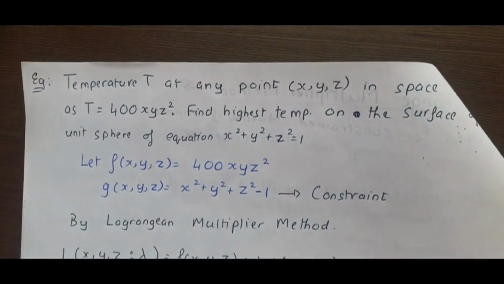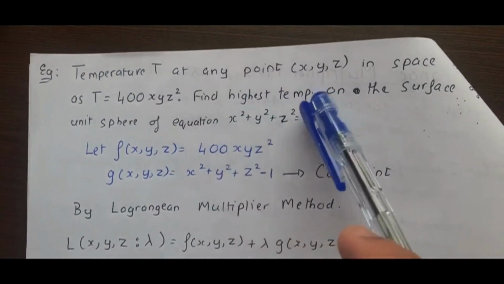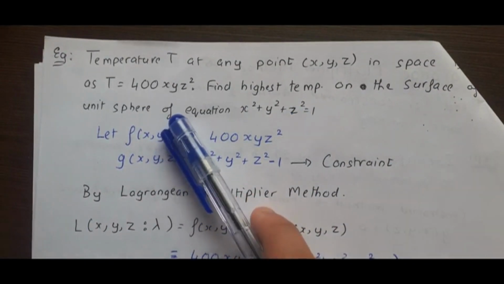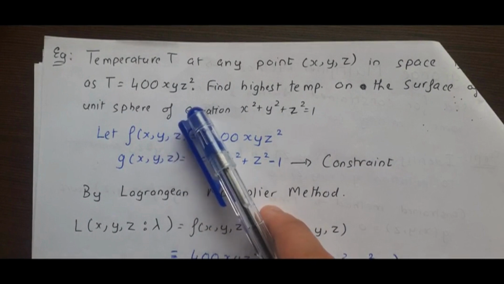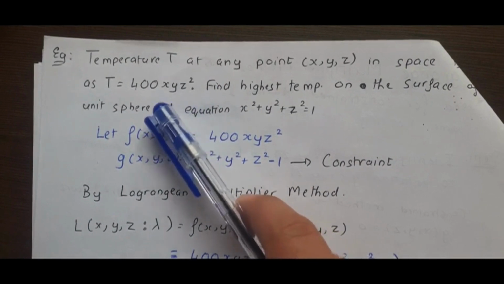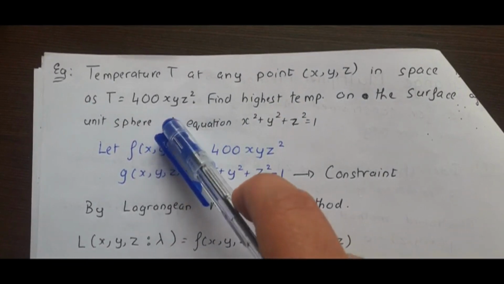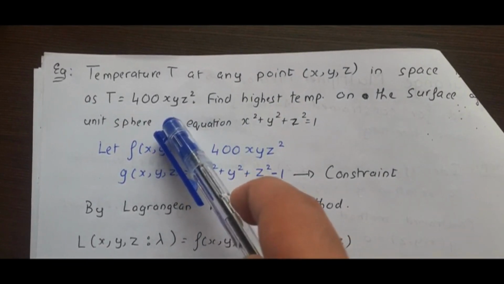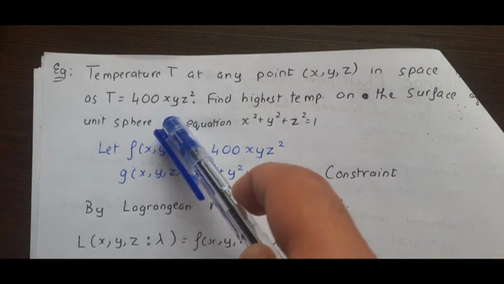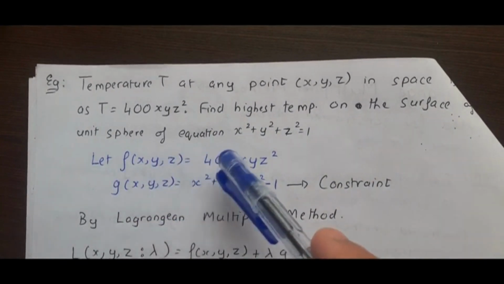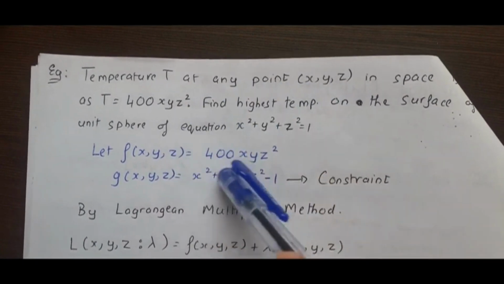Take an example. Temperature T at any point x, y, z in space is given as T equals 400 x, y, z square. This is my given f of x, y, z, because this is the thing where I have to find the maxima. This is the condition with respect to which I have to find the maxima or minima. Find the highest temperature on the surface of the unit sphere of this equation. So this is the equation of a unit sphere.